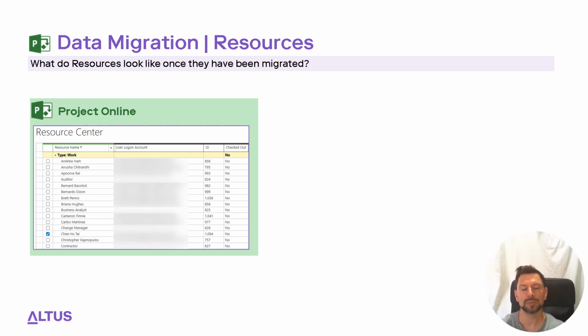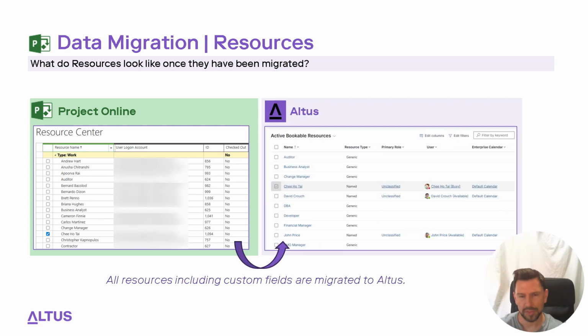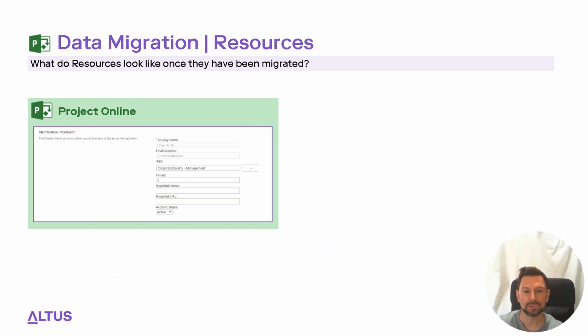Then when we're looking at resources, similar experience here. So on the left, we're looking at the resource center as it exists in Project Online, seeing all the resources that have been added into the resource center, named and generic. And then once the process has been completed, those resources are migrated into the bookable resources section within Altus. And again, seeing both the named and generic in here, and obviously where they are linked to named resources, highlighting which user within the M365 environment that named user relates to.